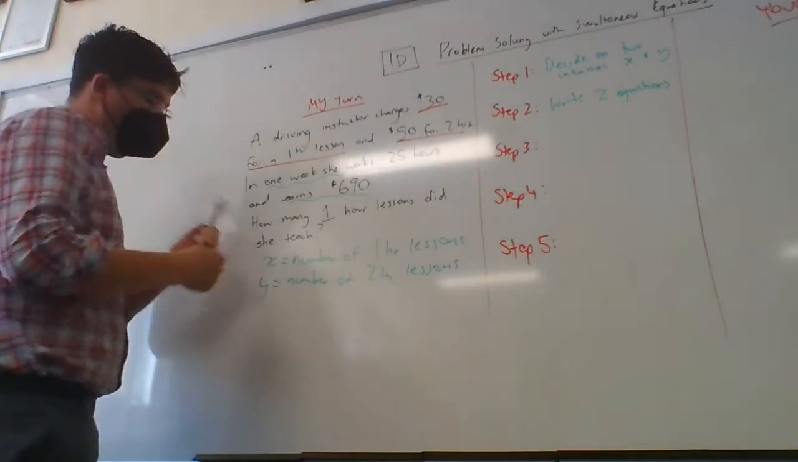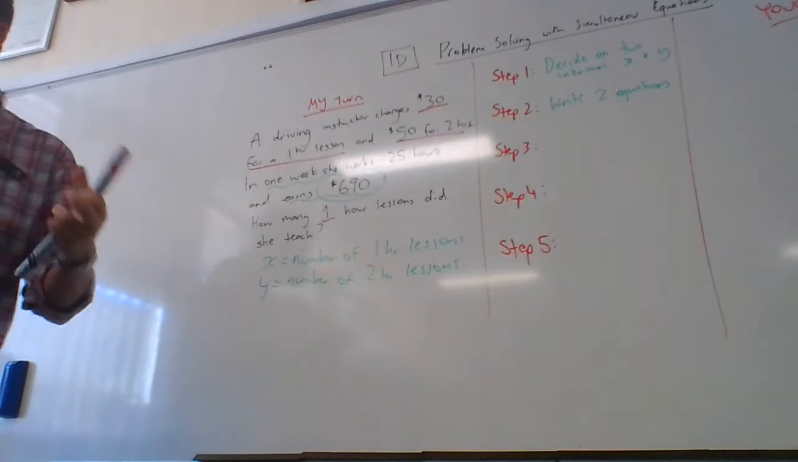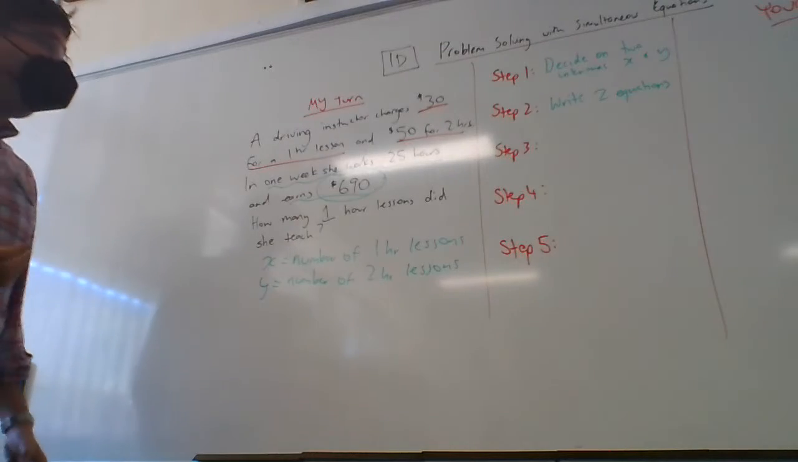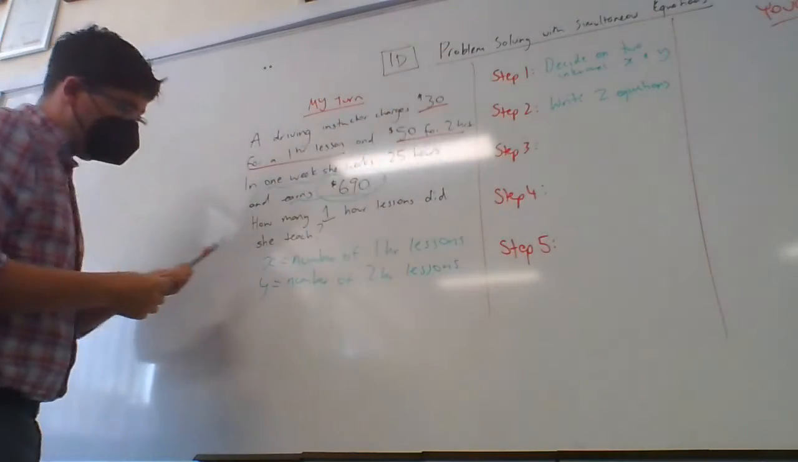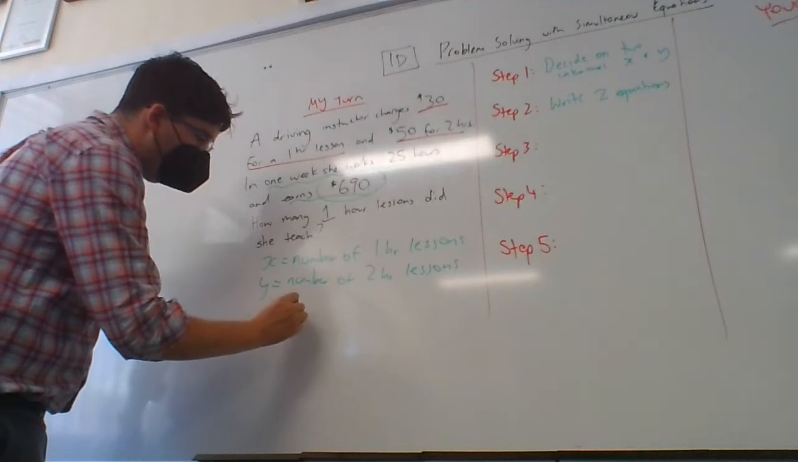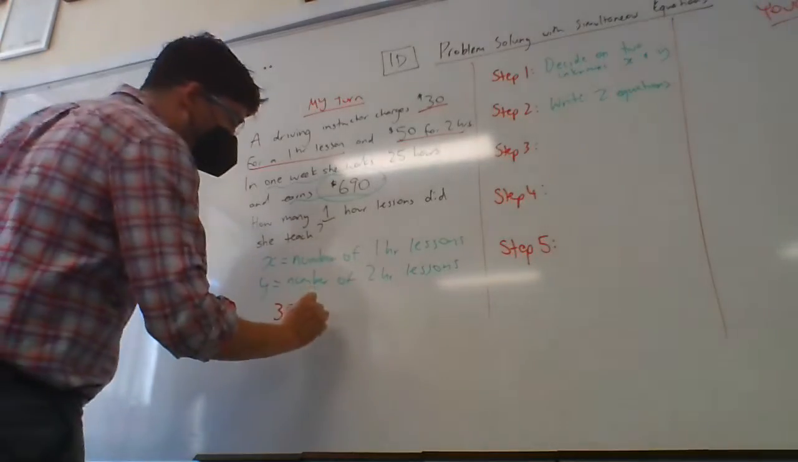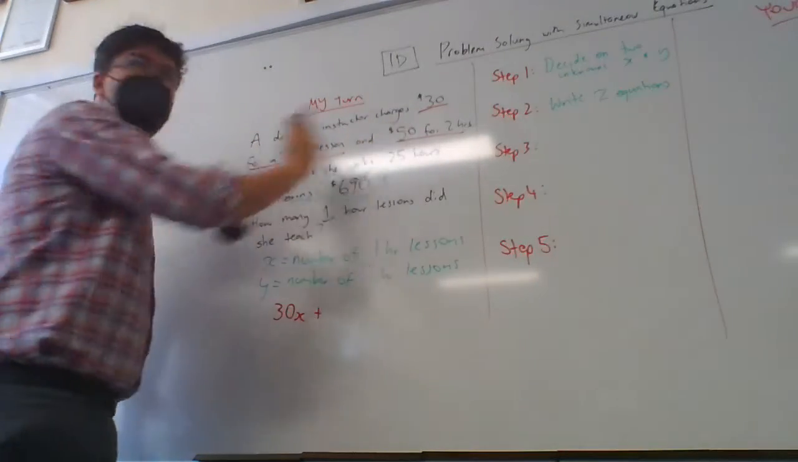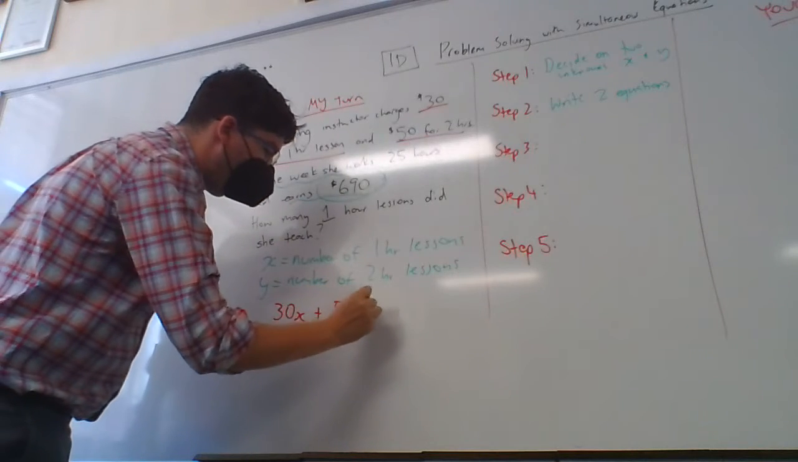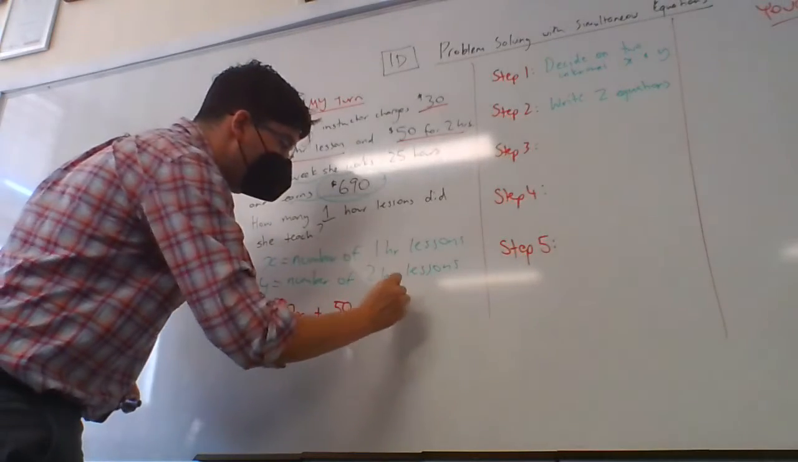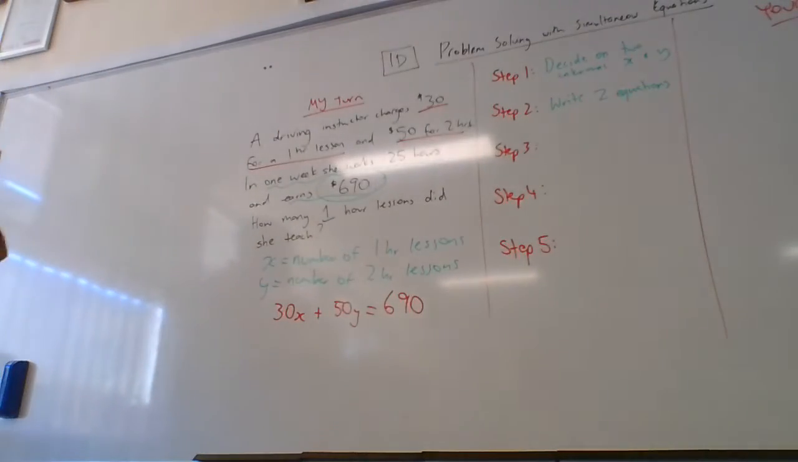So let's first of all look at this income thing. We know that the income is $690. And they earn that income by earning $30 for every 1-hour lesson. You know, if they did one 1-hour lesson, they'd earn $30. 2 of them, they'd earn 60, etc. So it's times here, isn't it? 30x plus, now they earn $50 for a 2-hour lesson, so 50y equals what? $690, the cost. So one of the equations is connecting the cost.